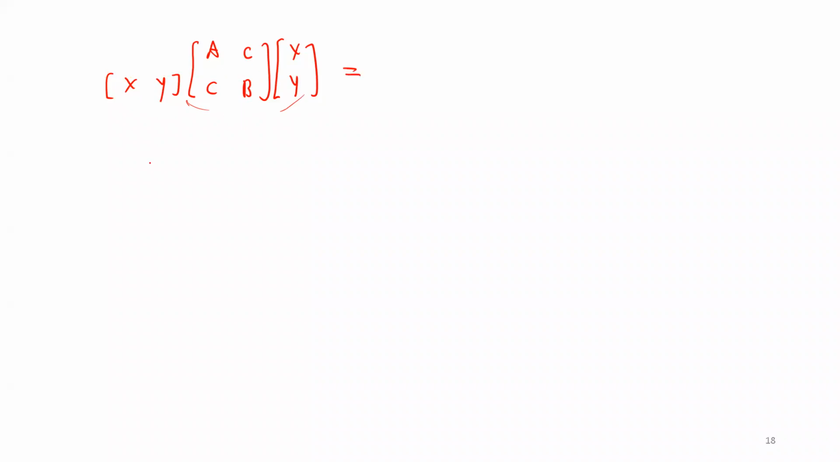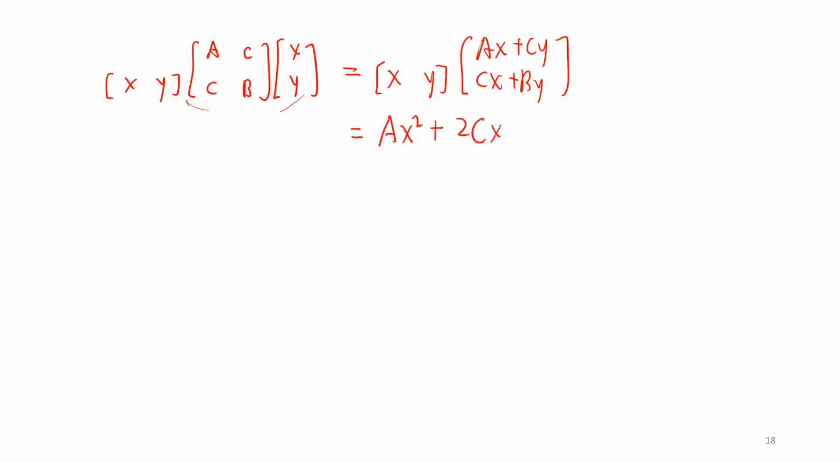So the way you do it is that you can just keep the first one by itself and then do the second and third first, right? So you find this ax plus cy and cx plus dy, and then do the second step, and then at the end you will find that this is equal to ax squared plus 2cxy plus by squared. Okay, so no problem with that, right?